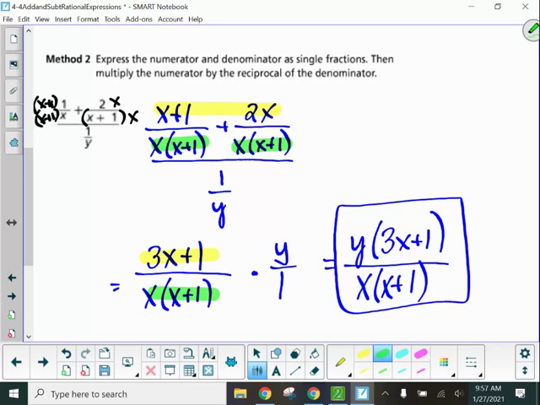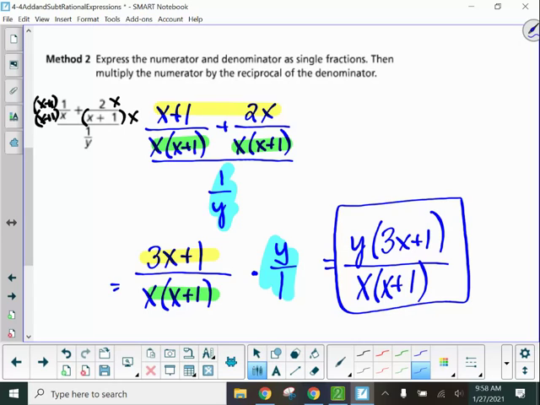Now the rule with fractions, whenever you divide a fraction, so we're dividing by the fraction 1 over y, that's the same thing as multiplying by the reciprocal. Well, the reciprocal there is y over 1 instead of 1 over y. And then you can multiply the tops, multiply the bottoms. That's how we have y times 3x plus 1, which is the same thing we got in the previous question. I just didn't factor the y out. And then x times x plus 1 is the denominator.